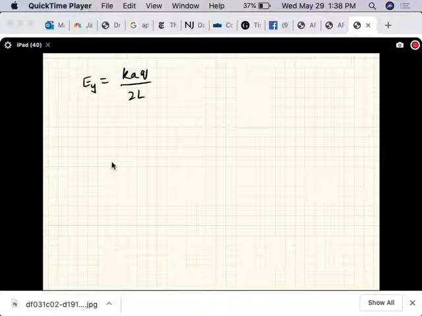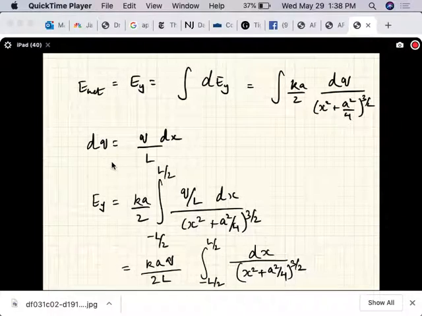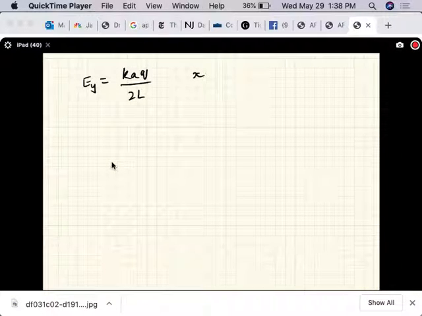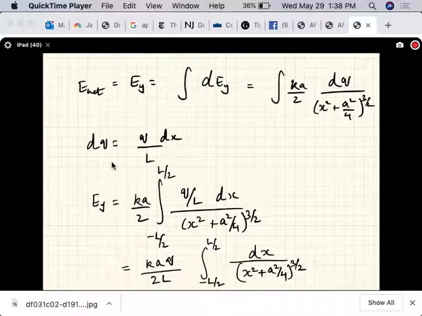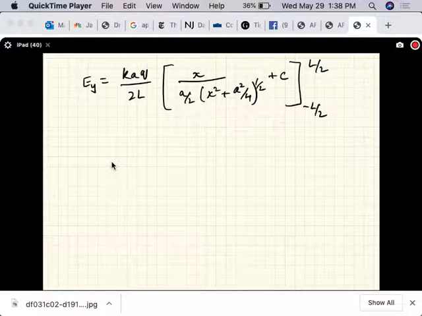Okay, so it's x over (a by 2) squared times the square root of x squared plus a squared by 4, plus a constant, and we're going to apply the limits. So that's the integral. Something is bothering me. We'll see in a second. Okay, so that's the integral, and we have to apply the limit. So the constant cancels when you apply the two limits. So k a q by 2L. That's number 29 in here, and we'll see.